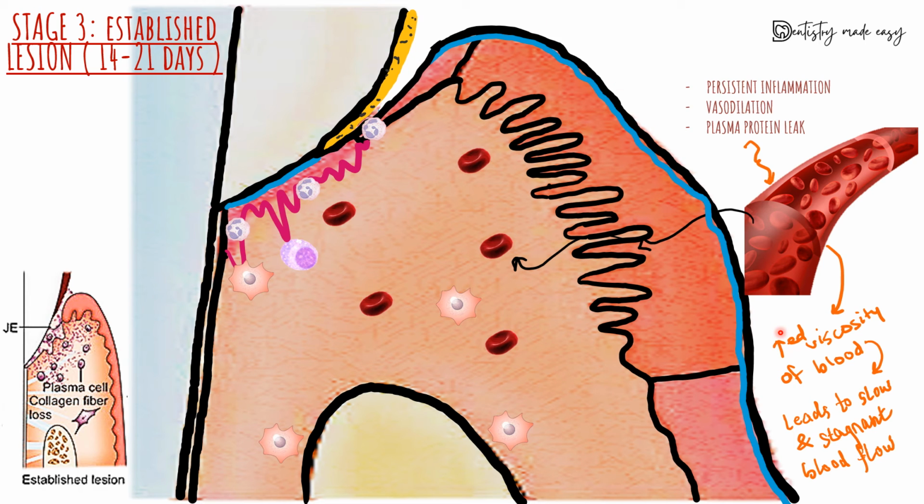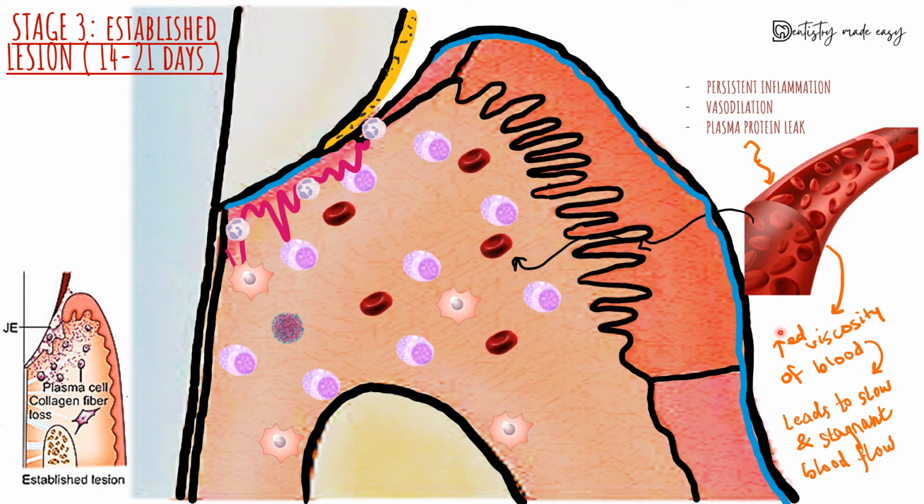Now the cells which are seen predominantly in stage 3 will be plasma cells and B lymphocytes. The B lymphocytes found are predominantly of immunoglobulin G1 and G3 subclasses. Again, this is the next MCQ which is commonly asked: which are the subclasses of immunoglobulin present in stage 3 for the B cells? That is G1 and G3.